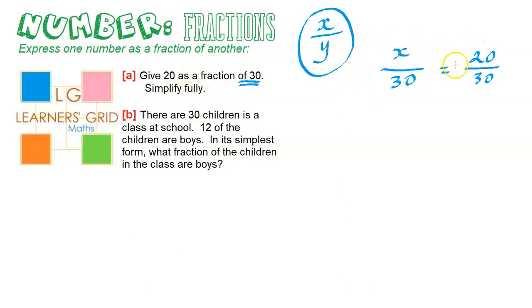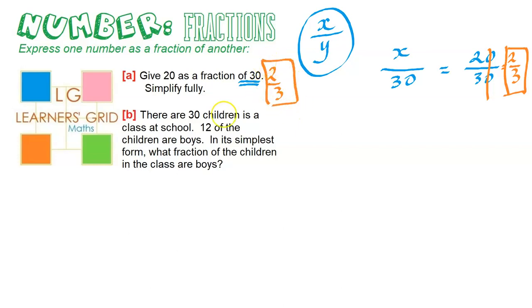And then we're asked to simplify fully. So we can see there's a 0 on the top, a 0 down the bottom, so we can divide by 10. There you go, just did it. And so the final answer is 2 over 3, in other words, 2/3. So I'll write that over here.